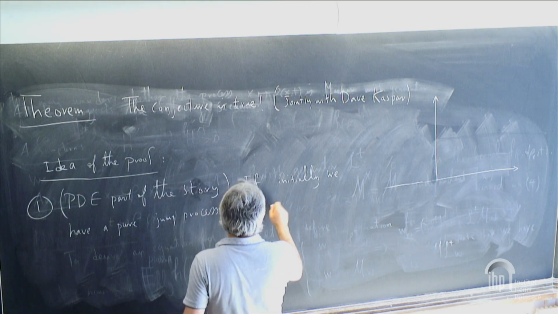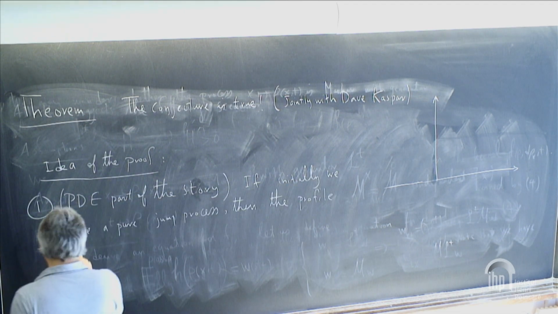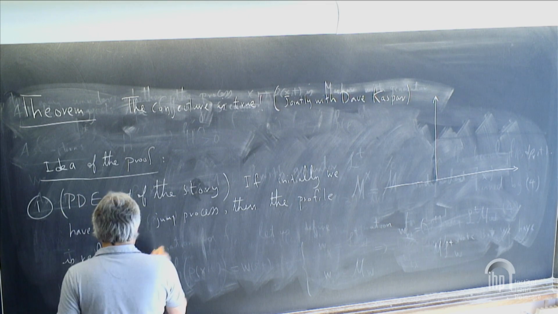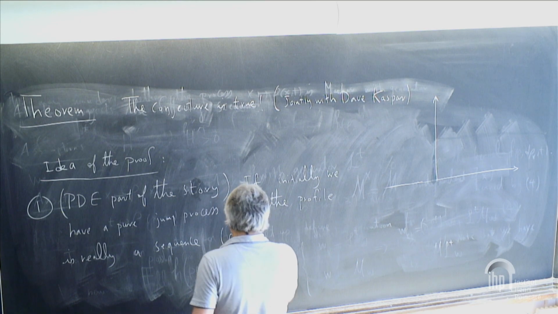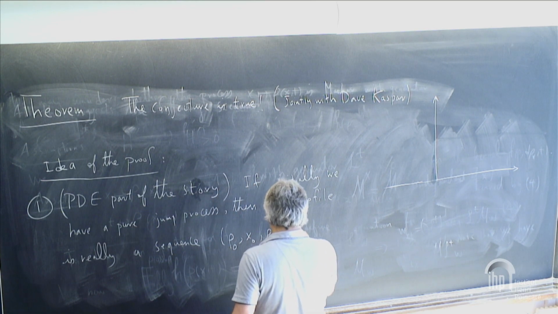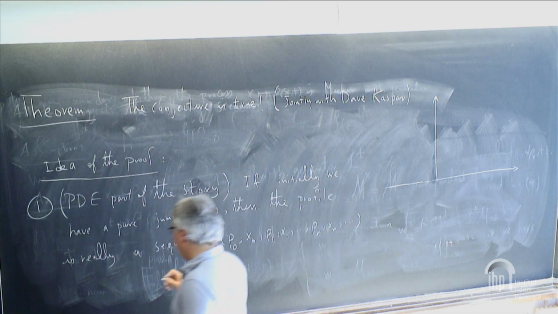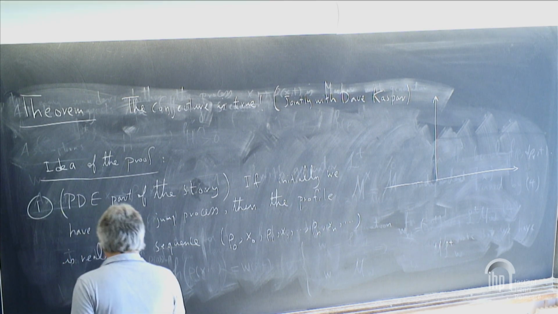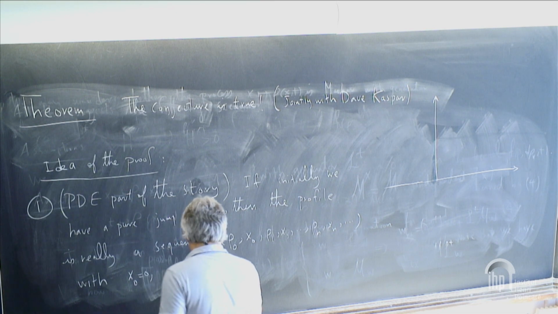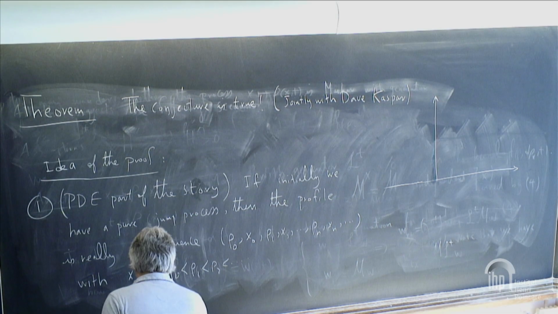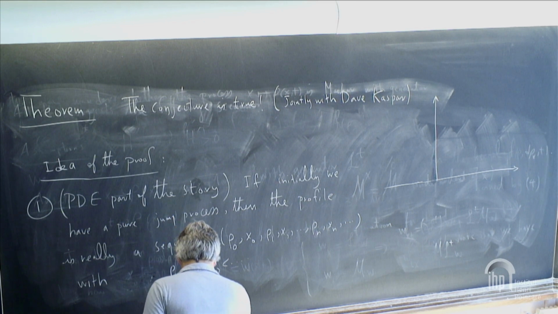then the profile is really a sequence rho 0, x0, rho 1, x1, ..., rho n, xn, with x0 equals 0, rho 0 strictly less than rho 1, strictly less than rho 2, and maybe I write it this way: x0 is 0, strictly less than x1.